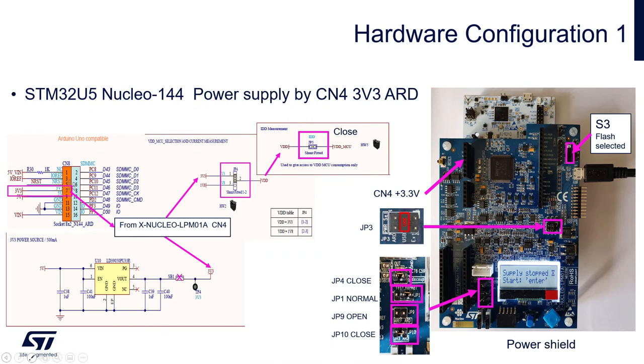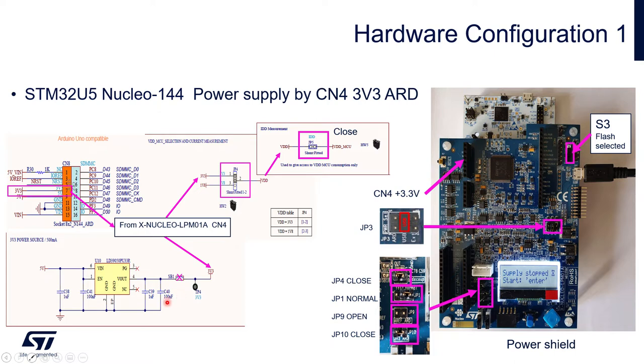Several configurations are possible to power the Nucleo U5 by the PowerShield. In this first configuration, the Nucleo board is connected on the PowerShield by the Arduino connectors. The PowerShield supplies the Nucleo board by the 3.3 volt pin 7 on the Arduino connector CN8, as shown on the extract schematic. On the Nucleo board, a solder bridge SB1 is used to disconnect the LDO output when an external 3.3 volt is applied to the Nucleo board.